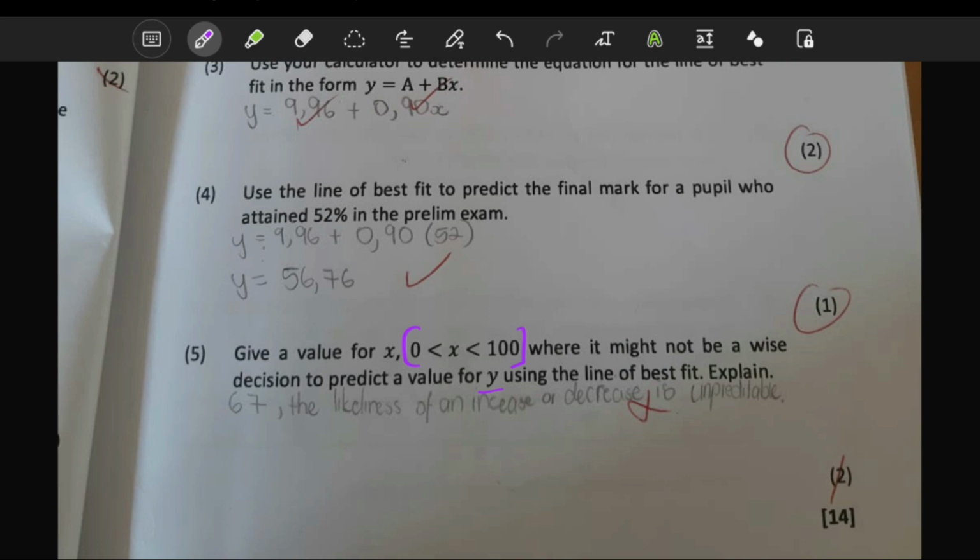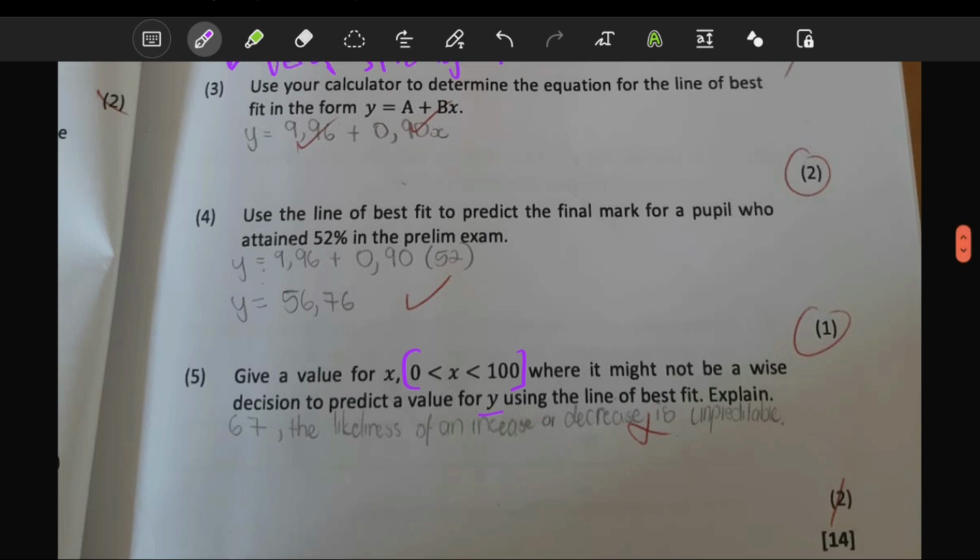So the idea here is, it would not be wise to use your line of best fit formula for a scenario where x is a bit too high. Because if x is a 0, it's not an issue, because you would just throw a 0 there, your y value is like 9 point something. But then if x is like 100, let's say someone got 100%, if you times it by 0.9, you're going to get like 100.9, and then if you plus 99.96, you're going to get like 110 or even 111%.